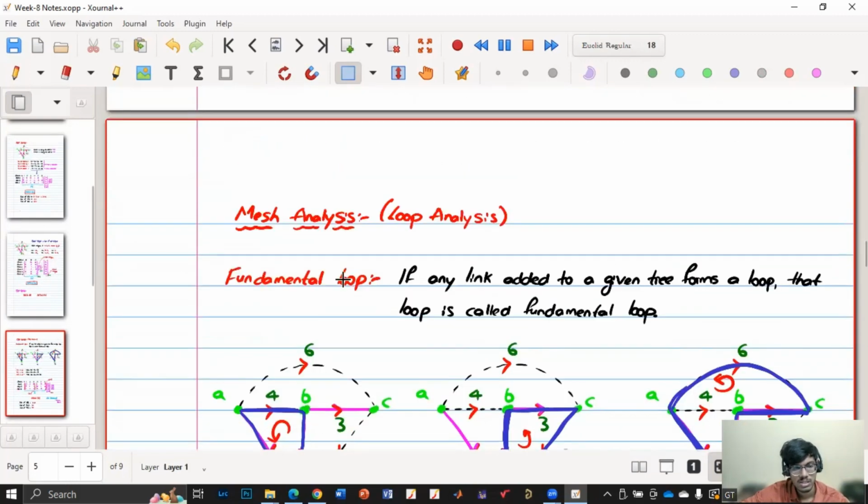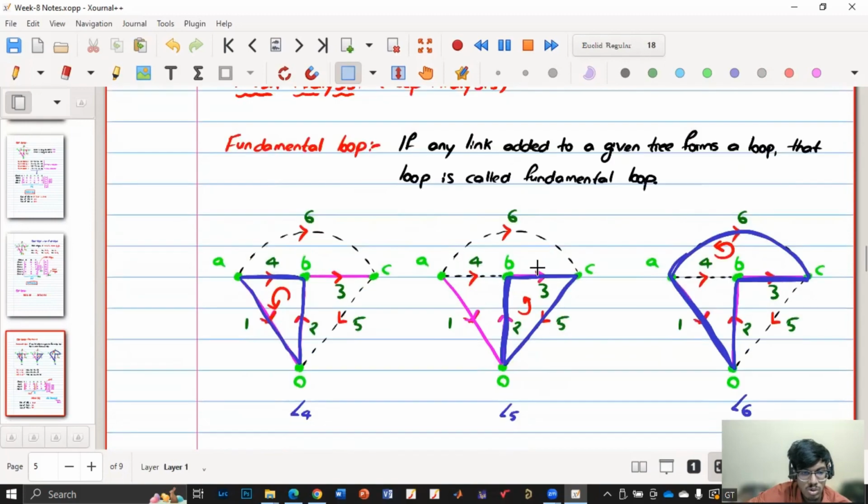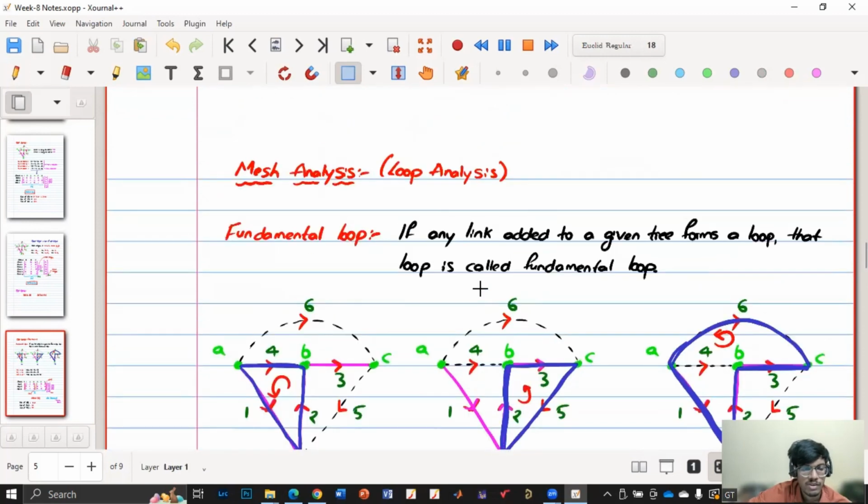Now we come to mesh analysis where we discussed about fundamental loop. Fundamental loop is if any link is added to given tree, then the loop is formed. So number of fundamental loops are equal to number of links. So here we started with KVL and we got expression in terms of element voltages for the first part. Second part is writing the element currents in terms of loop currents.